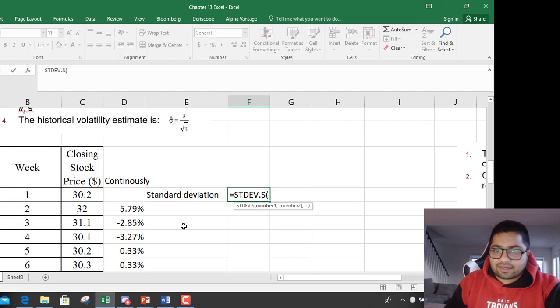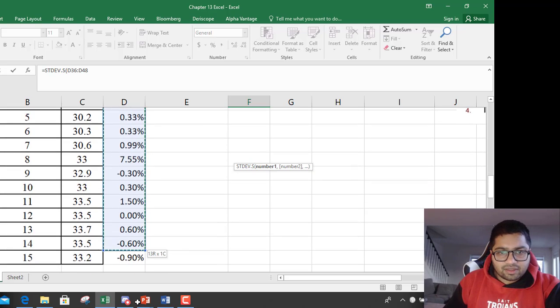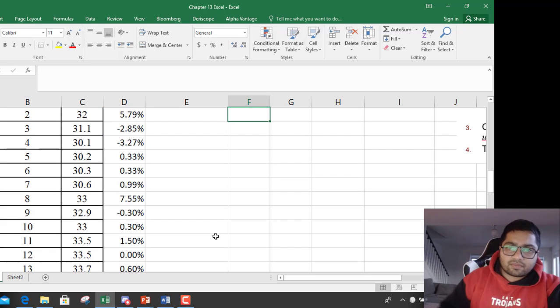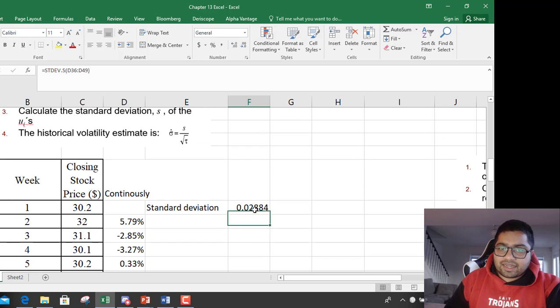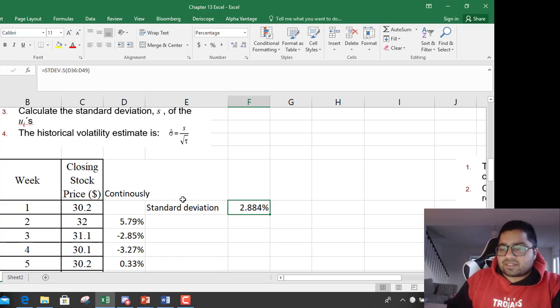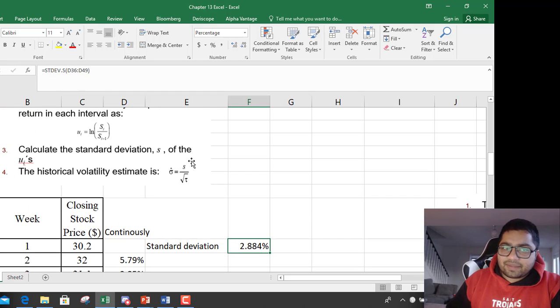So double click that, it will have a range. Click on the first column and drag it to the last column. So standard deviation is 2.884. If you look at the way they have done it in the book, it will come to somewhere around 2.78, 2.71, something like that. So it's very close, not much difference. Okay, so we calculated standard deviation, that was step 3.